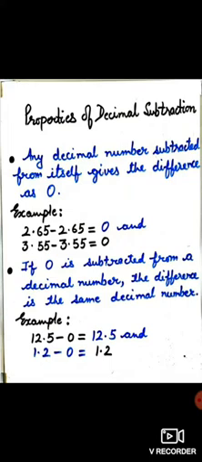In our first property, any decimal number subtracted from itself gives the difference as 0. For example, when we subtract 2.65 minus 2.65, the answer we get is 0. As you can see, 3.55 minus 3.55, answer is 0. And in the second property, if 0 is subtracted from a decimal number, the difference is the same decimal number. For example, when we subtract 0 from 12.5, answer is 12.5, and when we subtract 0 from 1.2, answer is 1.2.